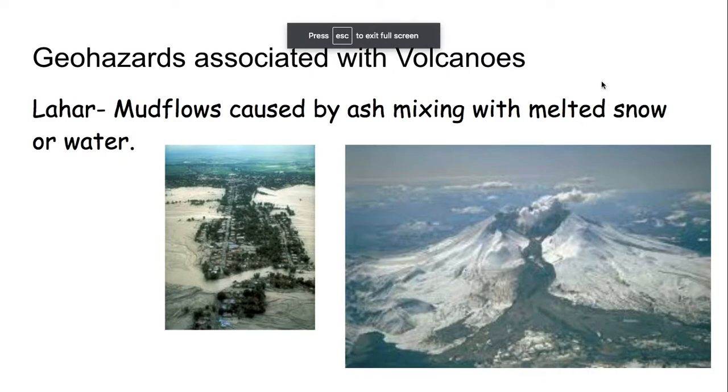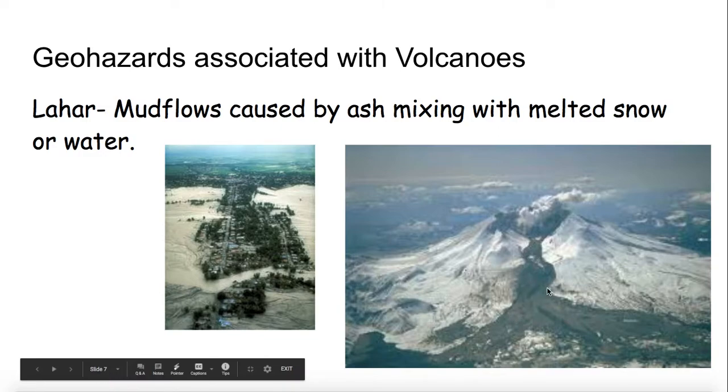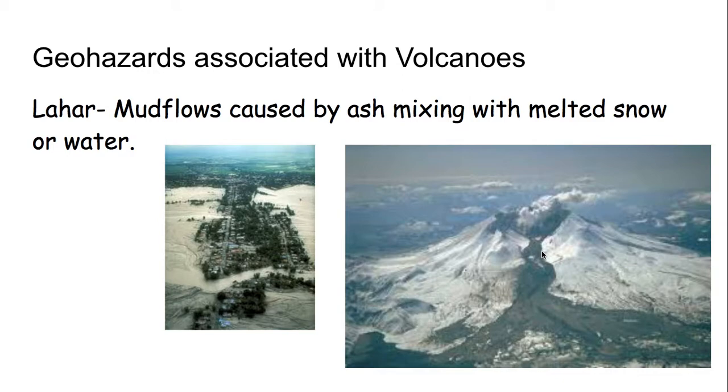Right? Our next geohazard associated with volcanoes is called a lahar. A lahar is a mud flow caused by ash mixing with melted snow. So this will happen mostly at stratovolcanoes. Remember the really tall ones, all right? Even though we think of volcanoes as being hot, if a volcano is really tall, it can have snow on the top of it. That's totally normal. So if it erupts, that hot lava will melt the snow and it'll become a mud flow, all right? And this will slide down the mountain and it will destroy everything in its path, all right?